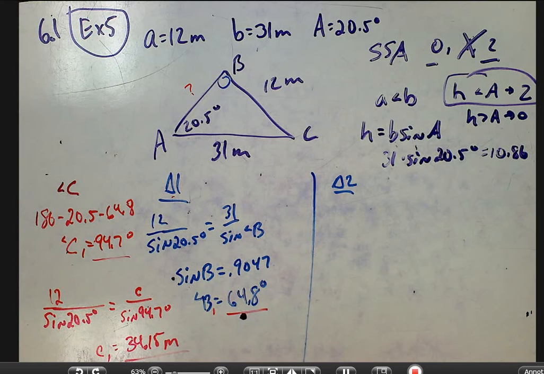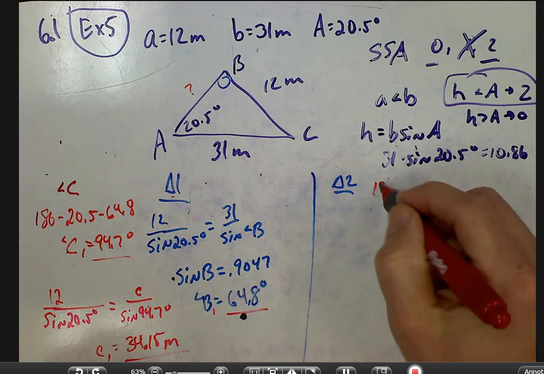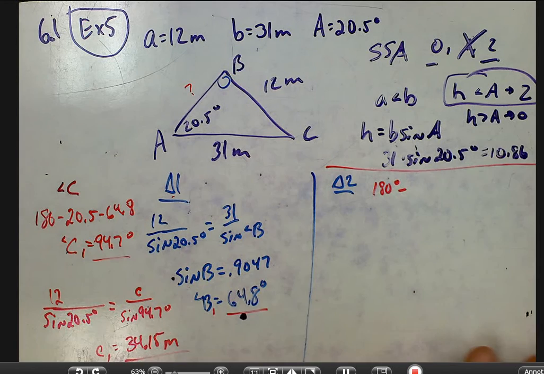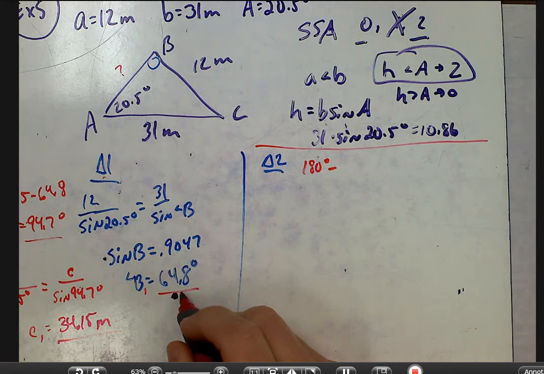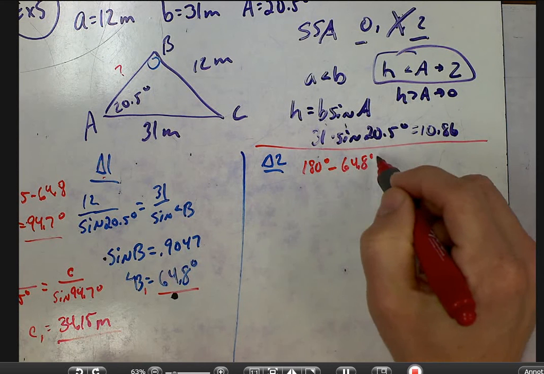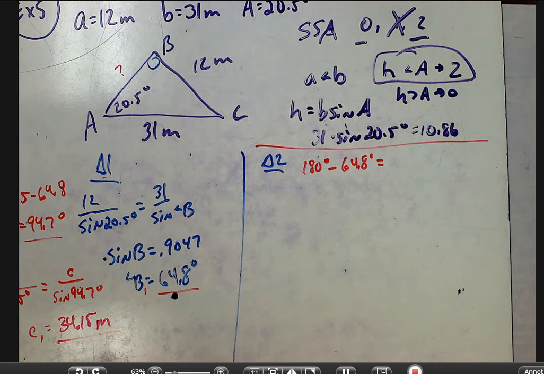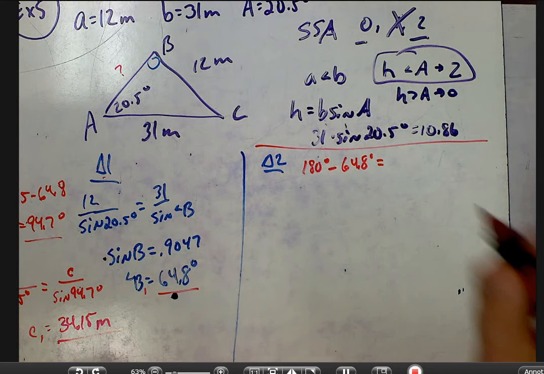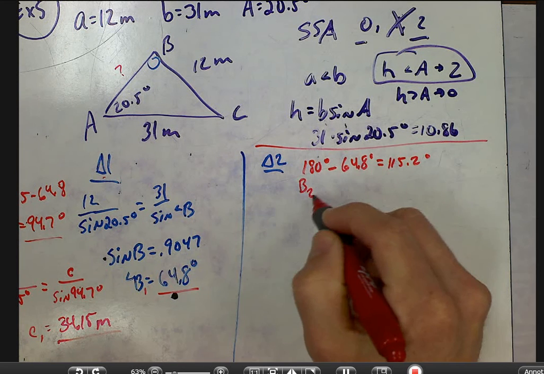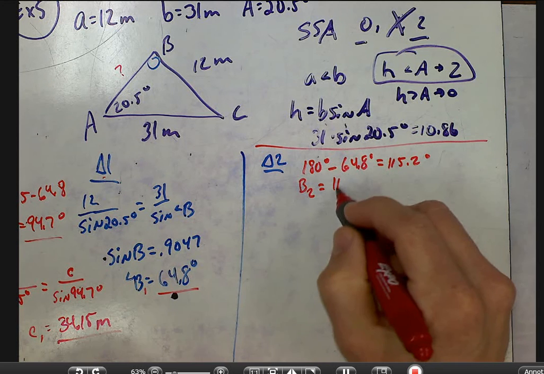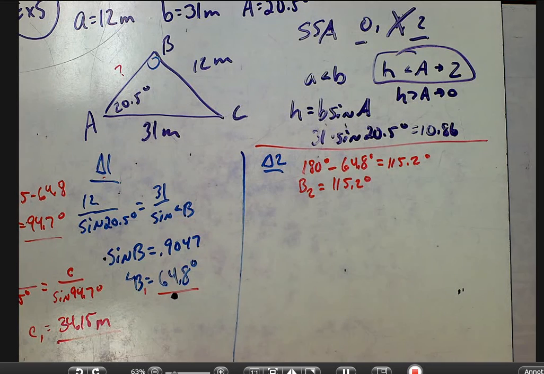For the other possibility, this is what I have to do. I have to take 180 degrees and subtract the 64.8 I got in the first problem. So 180 minus 64.8 degrees turns out to be 115.2 degrees. So that means B sub 2, or the other possibility for angle B, is 115.2 degrees. Let's talk again about how I did that.